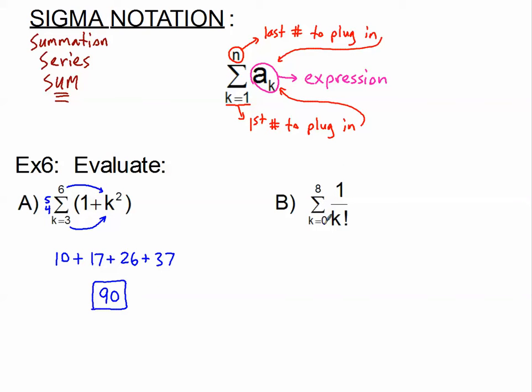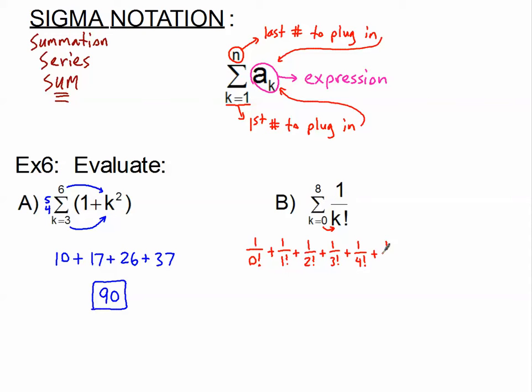How many terms will there be in this sum? Well, this time I'm starting with a 0 and going to an 8. So 0 and then 1, 2, 3, 4, 5, 6, 7, 8. That would be 9 total terms. And let's see if we can find them. I'll start by plugging in a 0, and I'll have 1 over 0 factorial. And then I'll have 1 over 1 factorial. And then 1 over 2 factorial. And so on and so forth, all the way up to 8.